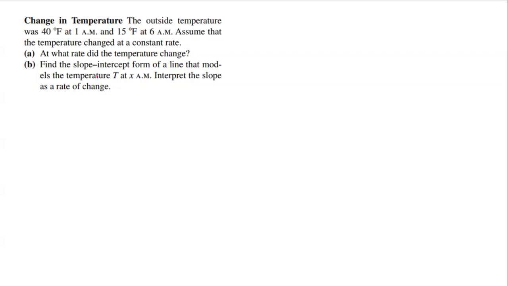Okay, so in this case, we have to use the information that we just learned in this section. y minus y1 is equal to m times (x minus x1). First we need to find our slope, which is going to come from this information here. It says it's 40 degrees at 1 a.m., so we can write that as 1 and then 40 degrees.